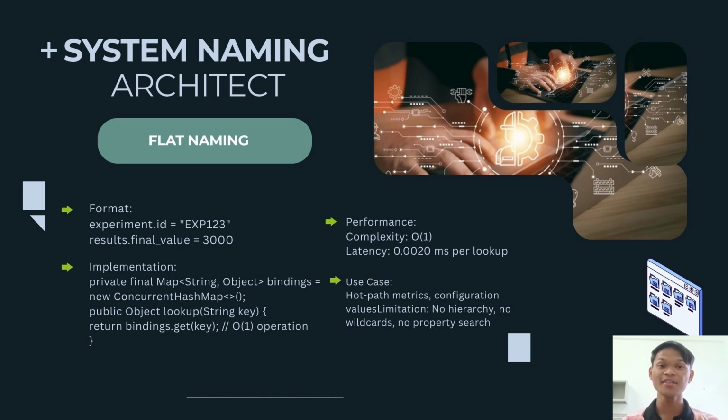In our performance test, flat naming achieved 0.0020 millisecond per lookup. That's extremely fast. However, the limitation is flat naming provides no structure. You cannot do wildcard queries or search by properties.